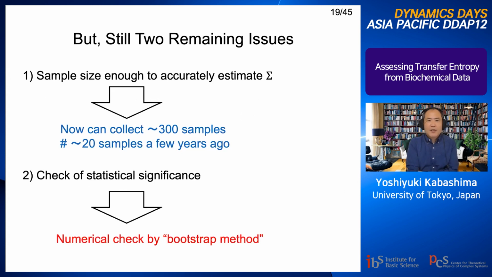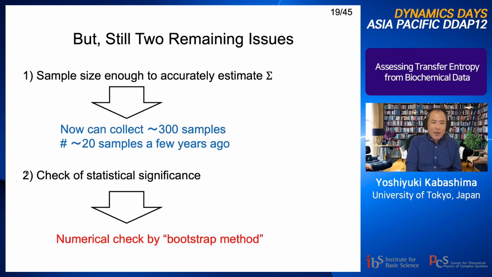But there are still two remaining issues. The first is whether the sample size is enough to accurately estimate the covariance matrix. Actually, it is related to experimental limitations. Up to a few years ago, only 10 samples were available. But recently, we developed a method which can collect about 300 samples. So maybe the first issue may be okay.